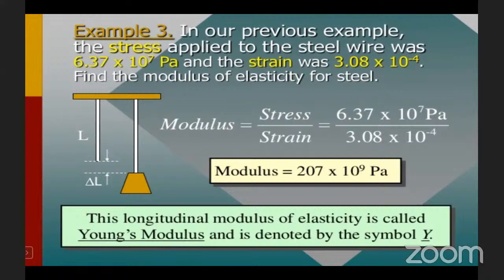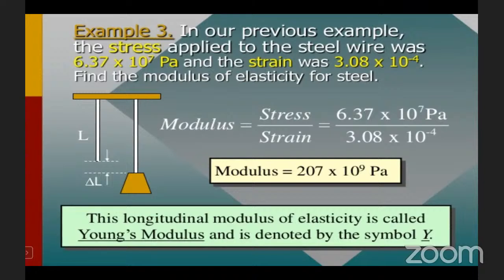Now see here, the same thing on a steel rod of length L. Some weight is applied, and the steel rod is extended by some length. The resulting change in length is del L. Now write the principle: modulus equals stress by strain. The stress value is 6.37 × 10^7 Pascals, and the strain value is 3.08 × 10^-4.